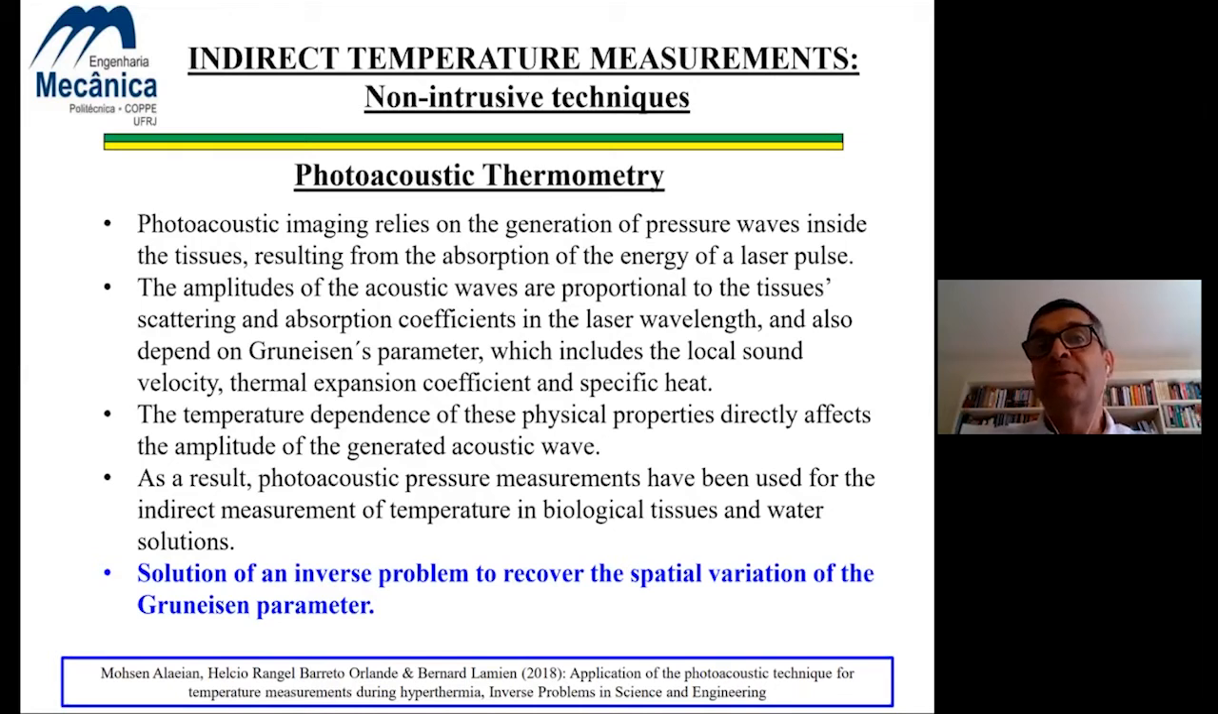The temperature dependencies of these physical properties directly affect the amplitude of the generated acoustic waves. Then, photoacoustic pressure measurements have been used for the indirect measurement of temperature in biological tissues and in water solution. As with magnetic resonance thermometry, photoacoustic temperature measurements can be obtained by direct inversion, but the solution of the inverse problem can reduce the measurement uncertainties. In this case, we solved an inverse problem to recover the spatial variation of the Grüneisen parameter, which is a linear function of temperature.